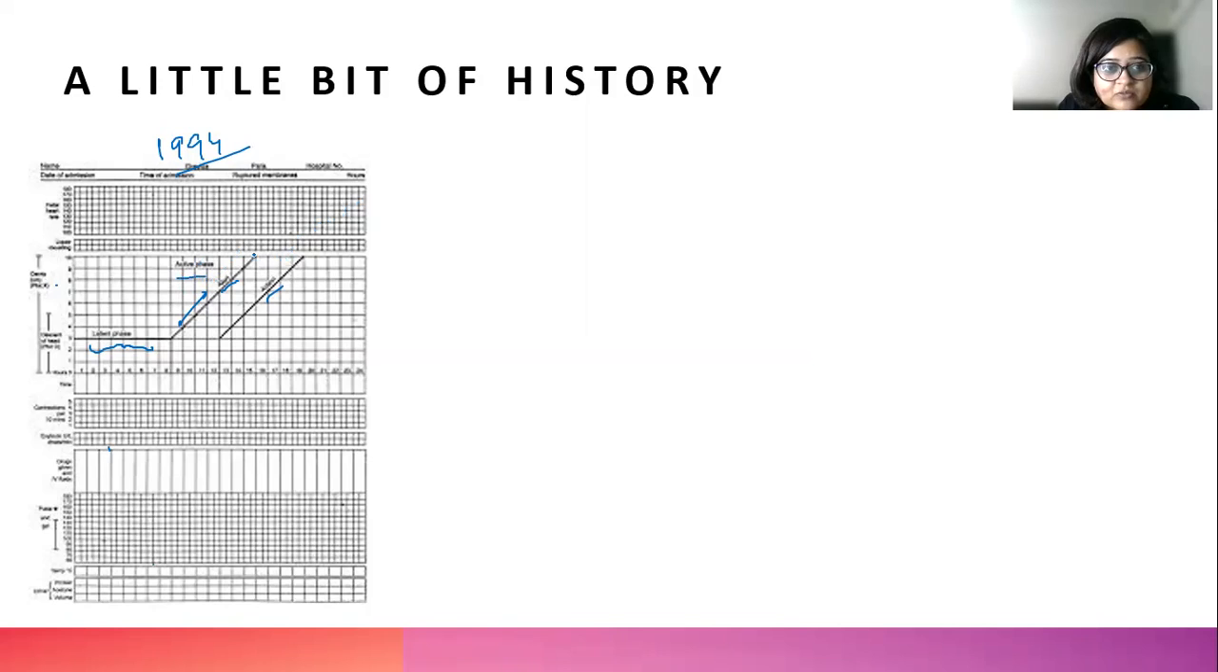Now, again, this has also been a major change recently. The active phase till very recently was described from 4 centimeters onwards. But now the definition for that has also changed, and we will be coming to that, because that change is now a major part of the new partograph, or the labor care guide.